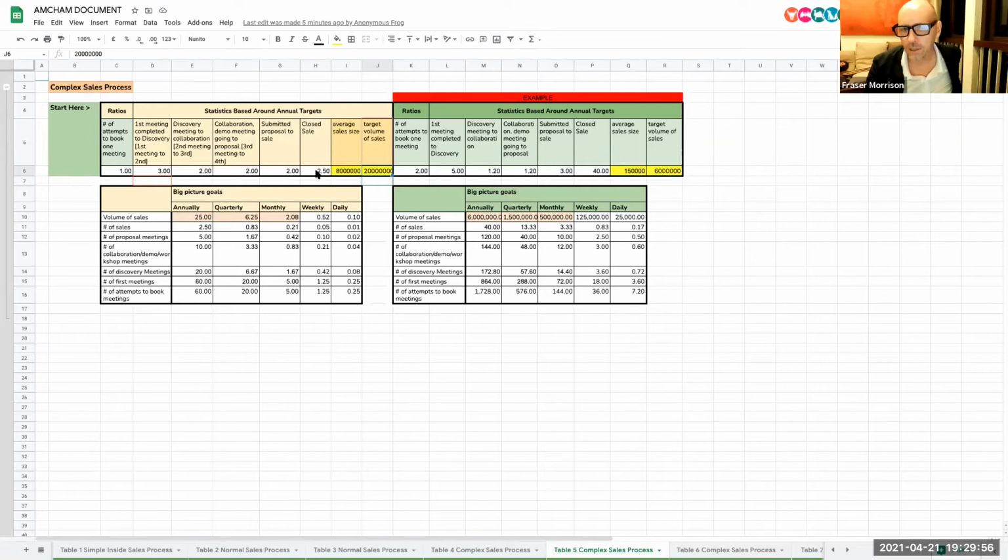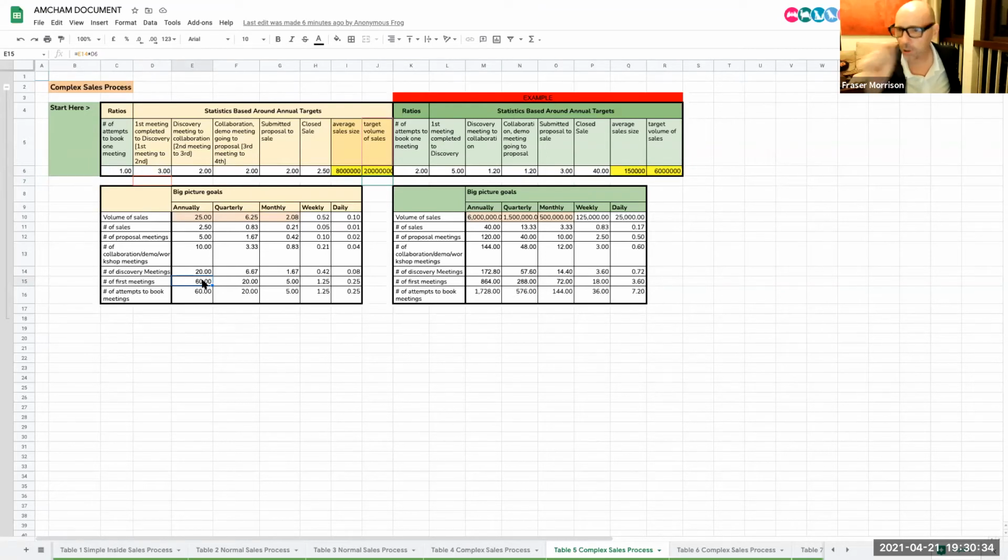2.5 closed sales, 2 proposals to get a closed sale. I would suspect on a sale that size, it would be a lot higher. You will not be at 2.5 to get 1. Collaboration might sit in that zone, and the number of first and service meetings would be profoundly higher to get a revenue stream at that level. But if we look at it, in theory, we need to be doing 60 first meetings a year.